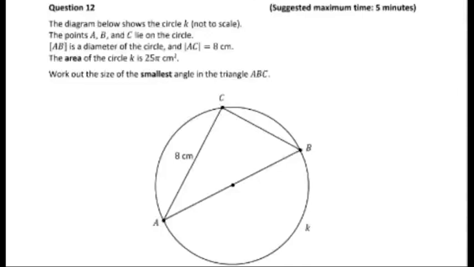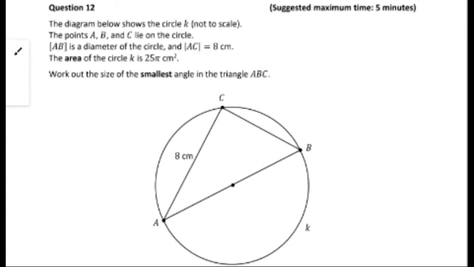Question 12. The diagram below shows a circle K and points A, B and C are on the circle. So AB is the diameter, and so we're given some information here. AC is 8 centimeters, and the area of the circle is 25 pi centimeters squared. So we have the area, so that will help us to get the radius or the diameter. So work out the smallest angle in triangle ABC. So we need to get another side here, because then we can use trigonometry with the right angle triangle.